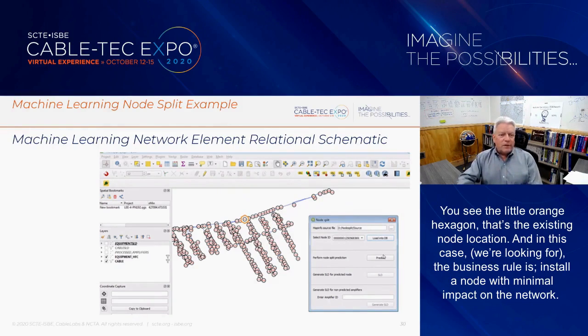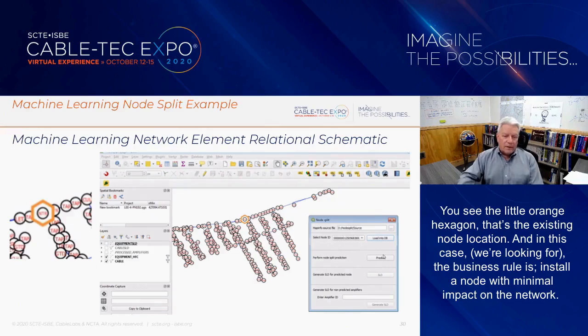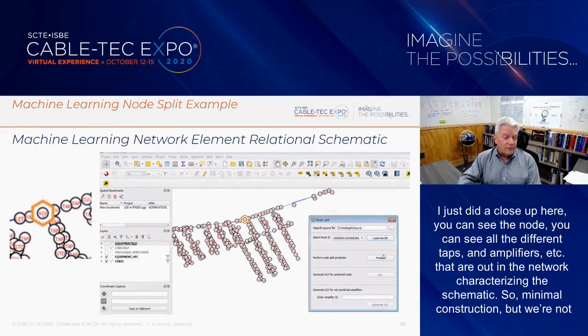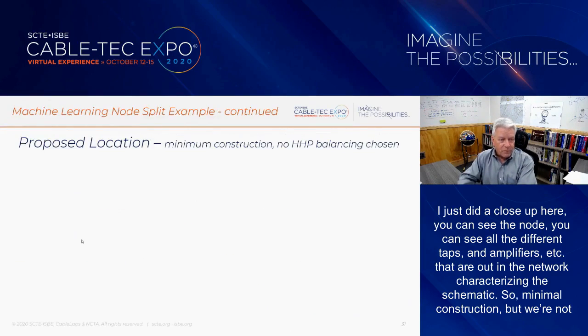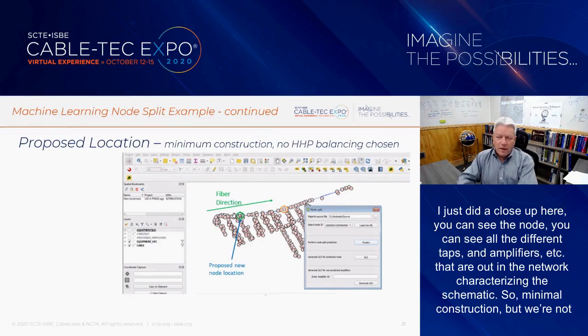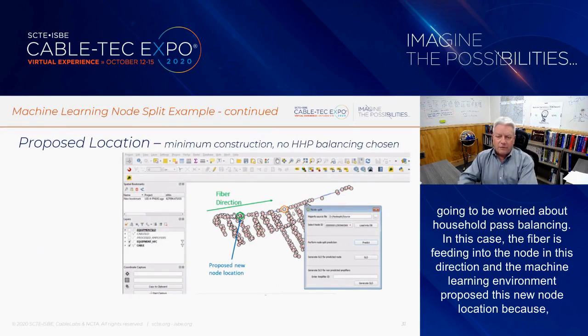And in this case, the business rule is install a node with minimal space, minimal impact on the network. I just did a close-up here. You can see the node, and you can see all the different taps and amplifiers, et cetera, that are out in the network characterizing this schematic. So minimal construction, but we're not going to be worried about household pass balancing.